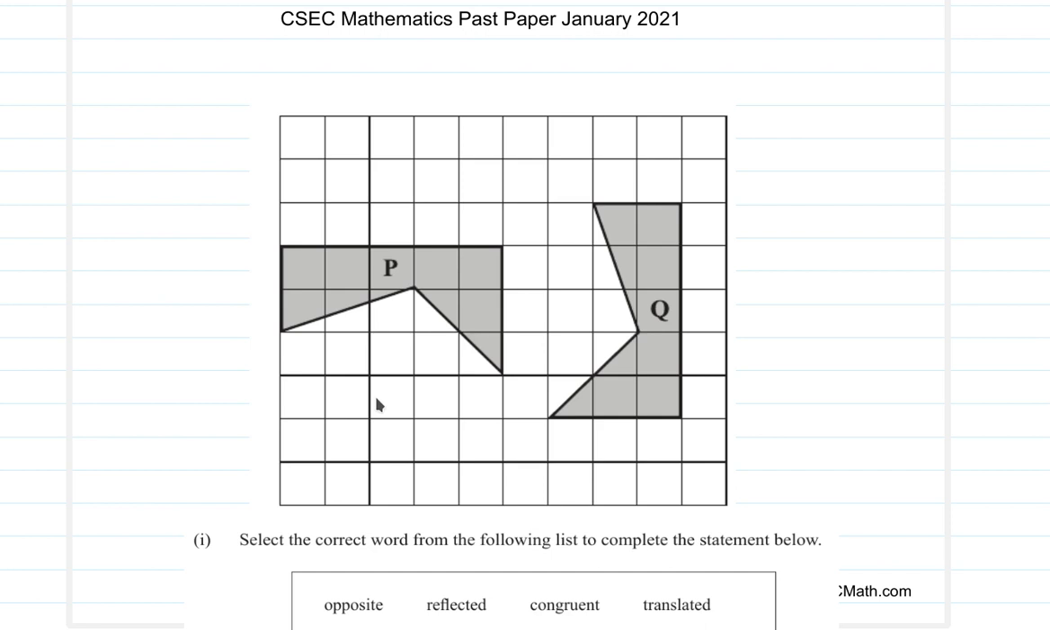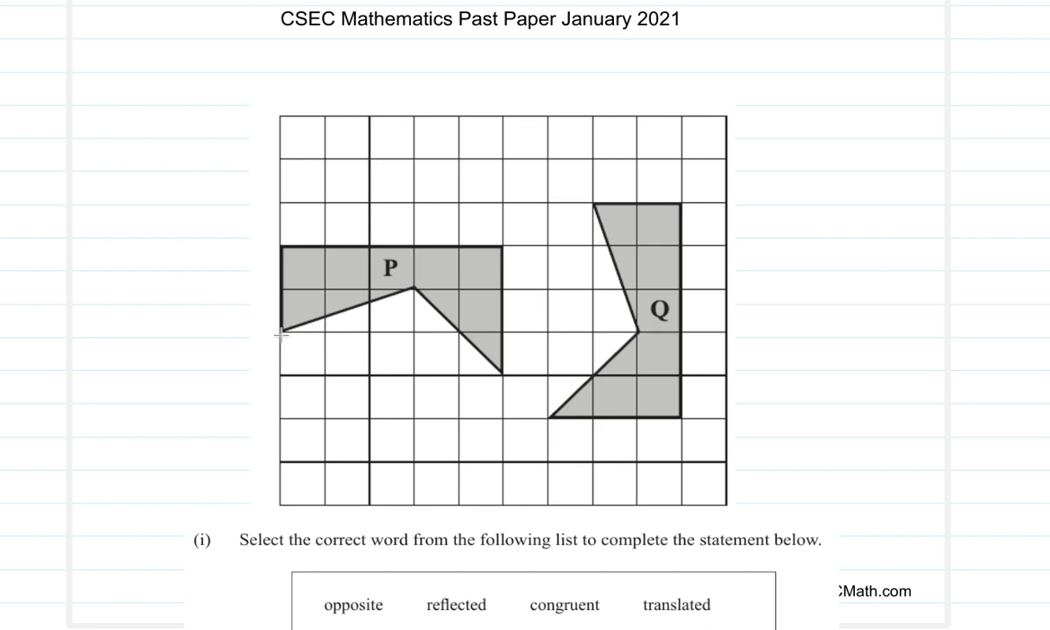But is it congruent? Remember, for it to be congruent, all corresponding sides must be of equal length, and all corresponding angles must be equal. It doesn't matter if you turn one of the objects. Now, it seems to be congruent. Why I say that is this.